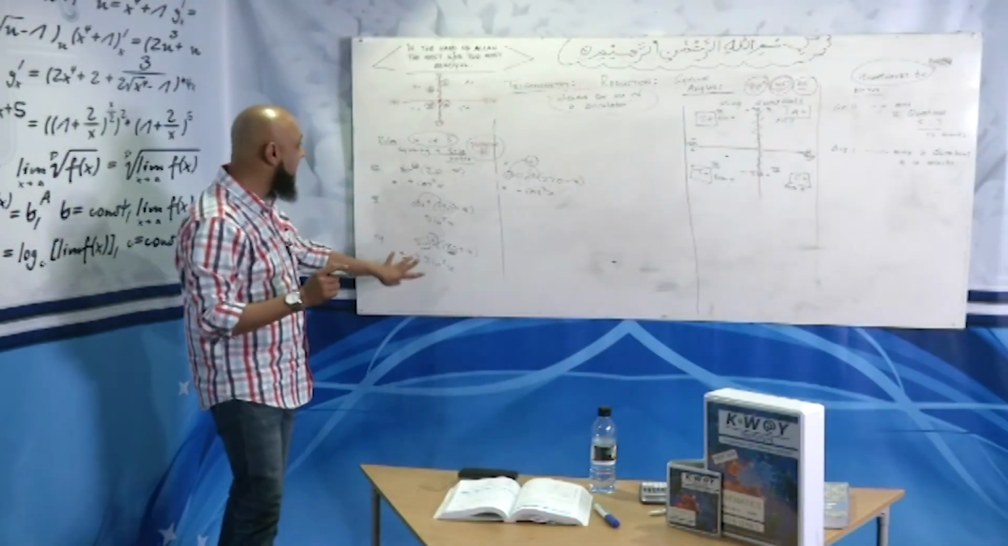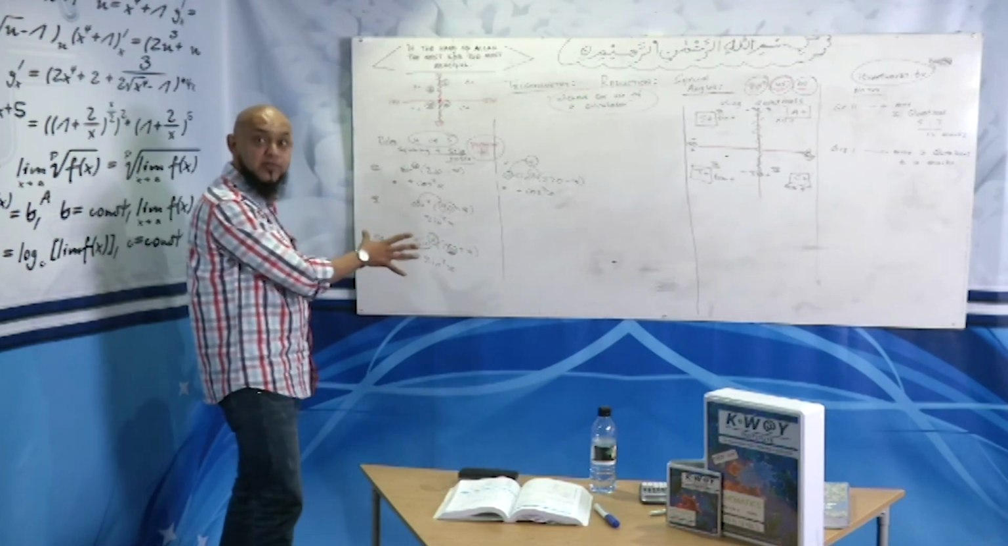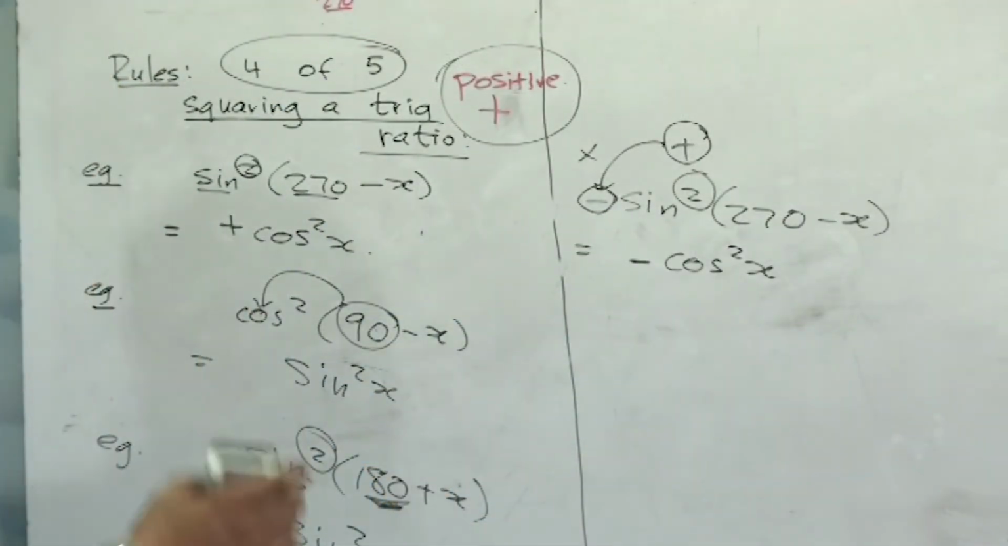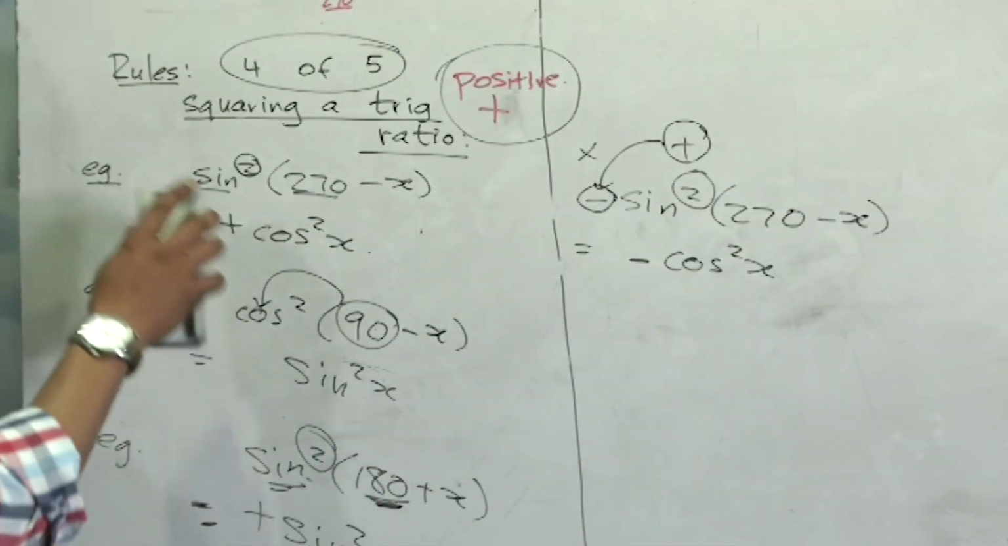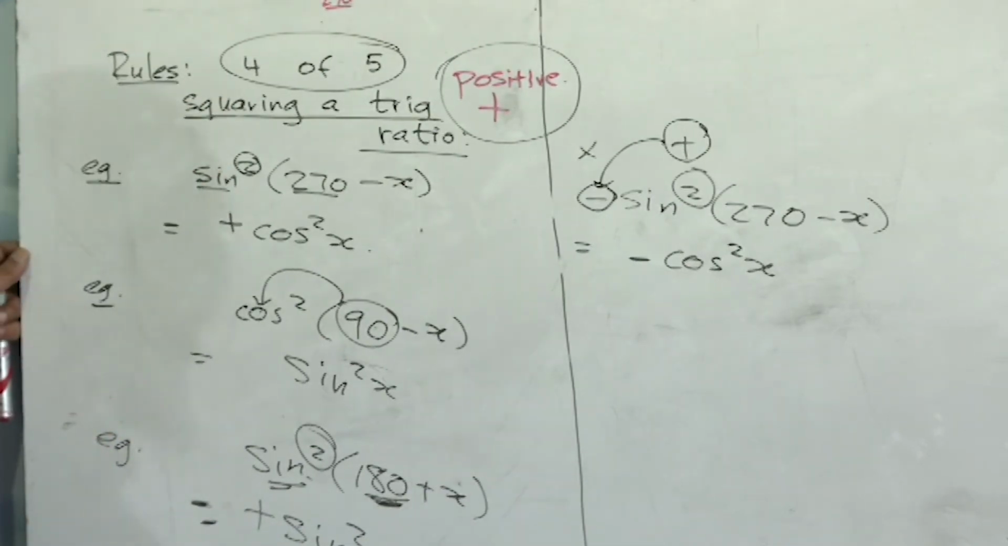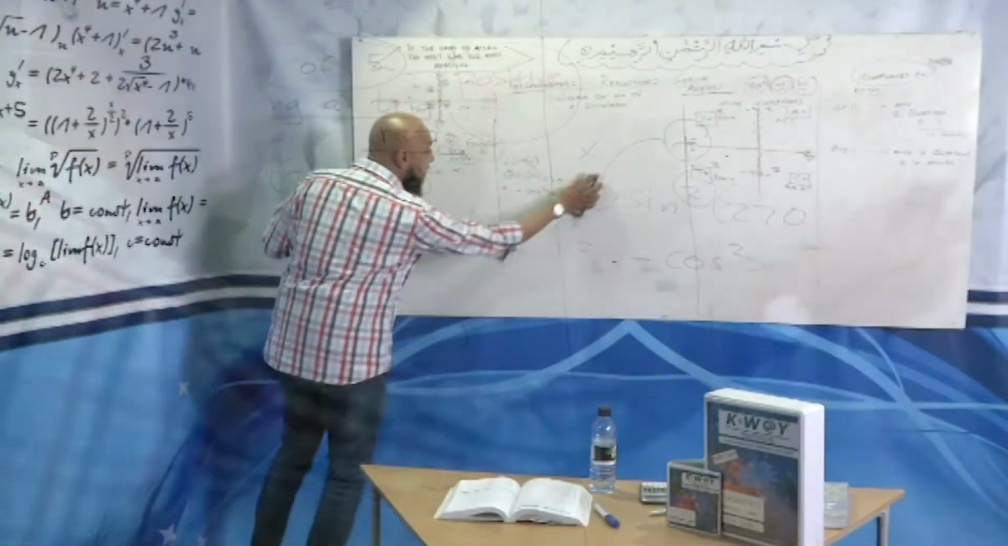Okay? So I hope you're understanding rule 4-5. And I hope you've taken it down by now. Let's now go on to the last one, which is an angle greater than 360 degrees. And you have seen this in the exam.